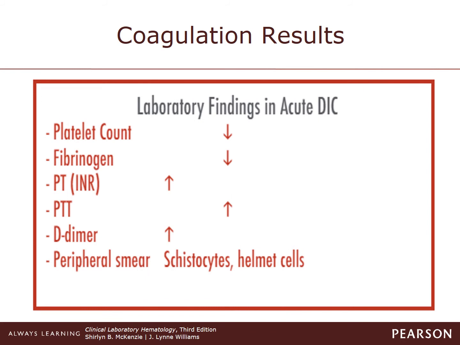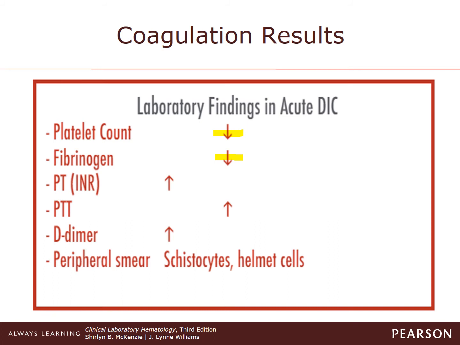Now let's talk about the coagulation results with DIC. This is a consumptive coagulopathy. With microvascular damage, you see the platelets going to the area and out of circulation. So the platelet count and fibrinogen, which helps close that clot and make a fibrin clot stable, will be decreased as it's consumed by the actual process.